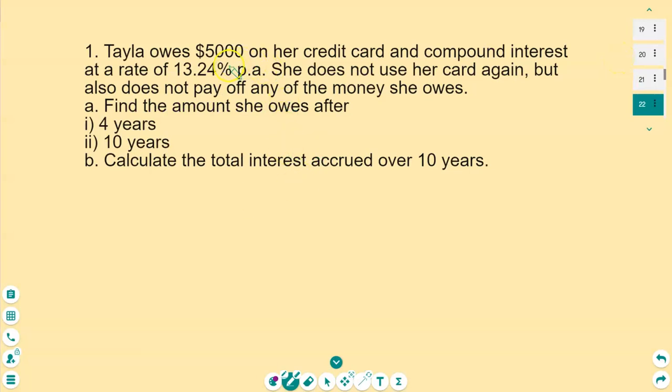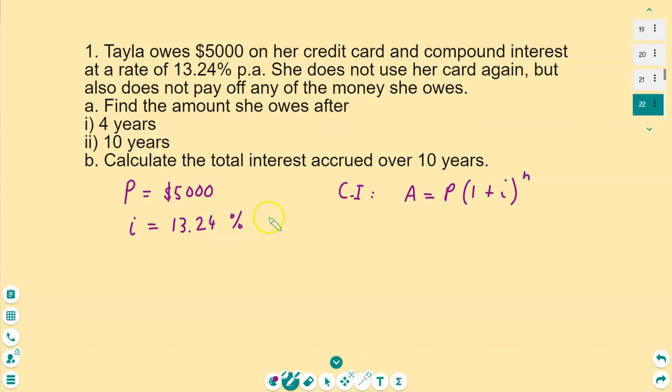Okay, so first one. Tayla owes $5,000 on her credit card. All right, so I'm just going to put down P equals 5,000. And compound interest, okay. I'm going to write down the compound interest formula. I'd write down the formula straight away. Tayla owes $5,000 on her credit card and compound interest at a rate of 13.24% per year. A rate of means an interest rate. 13.24% per year.